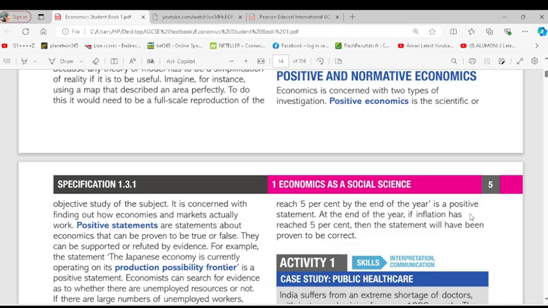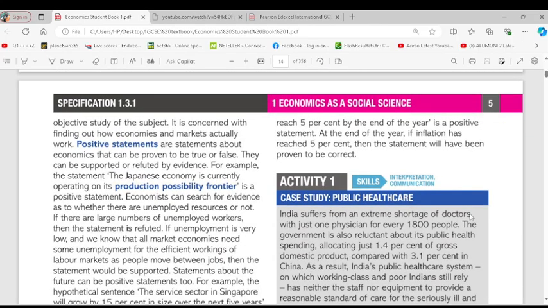That is positive economics. But positive statements are statements about economics that can be proven to be true or false. So positive economics, which is about finding out how the market actually works, gives us positive statements. And a positive statement is a statement that can be proven to be true or false. Take this: consumption is dependent on income. Is it true or false? That's a positive statement, because it is only what you have that you can spend. If you don't have income, you cannot consume. It is a reality. Yes or no? So that is what a positive statement is about. Do you get the point or not?